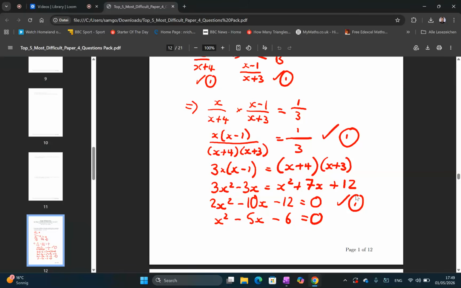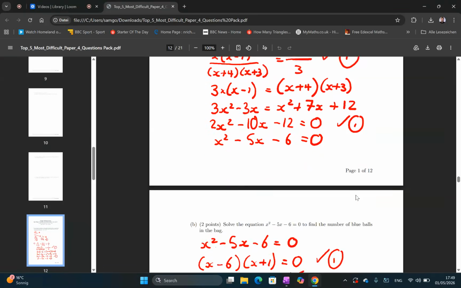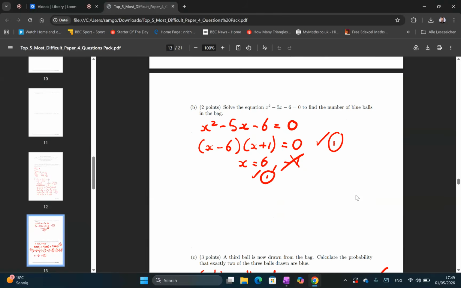Now, very typical for these questions that combine probability with quadratics, they'll get you to then solve the quadratic to find the number of blue balls in the bag. Remember, x itself is that definition. So you get 1 mark for the factorization and solving, and then 1 mark for realizing x equals 6 is the only answer because we can't have minus 1 blue balls.